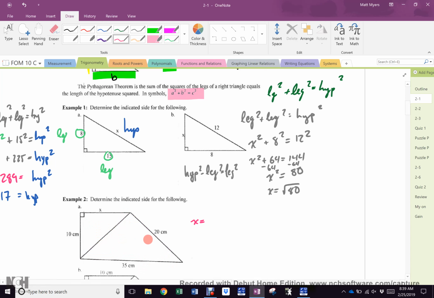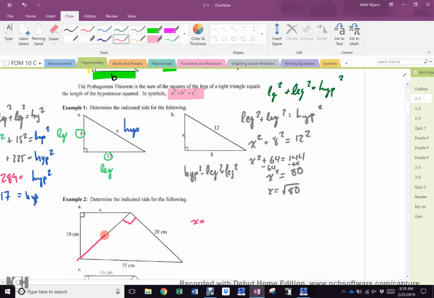You people do not yet have the math to find X, unless you're from another country and you've already done trigonometry. You can't find X right now. How could I make it so you could find X? If I put this there, can you find X? Yes, because what will you do?